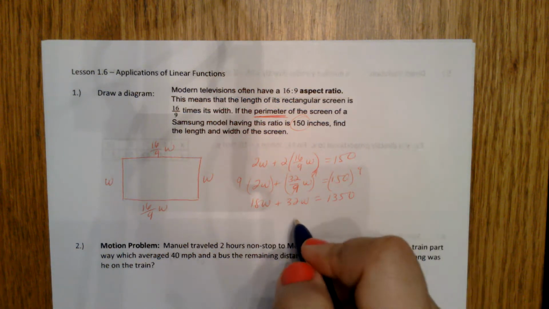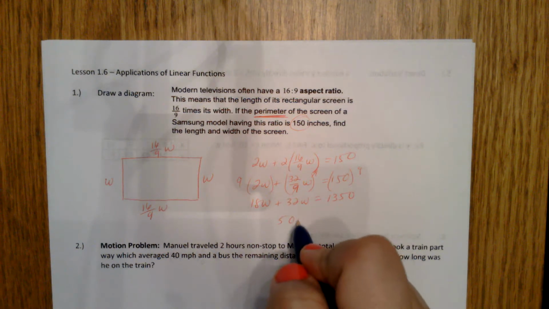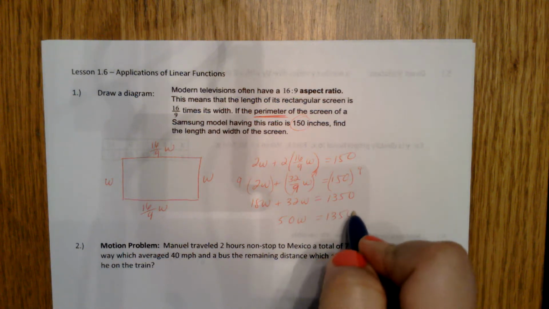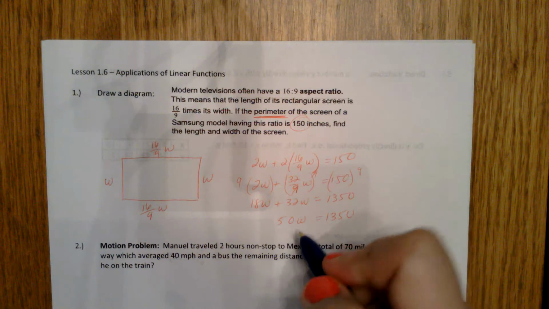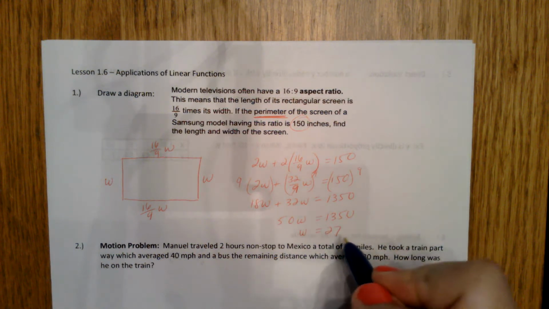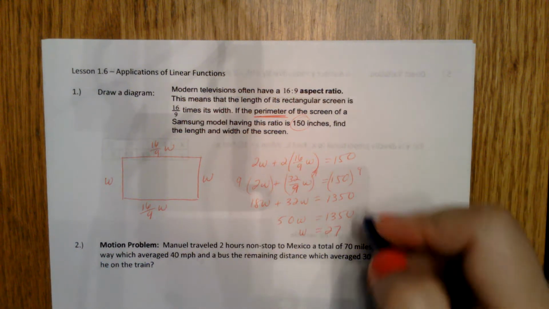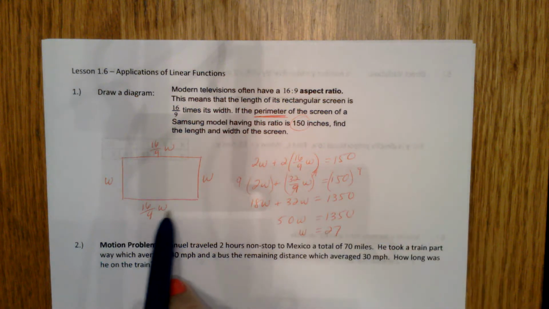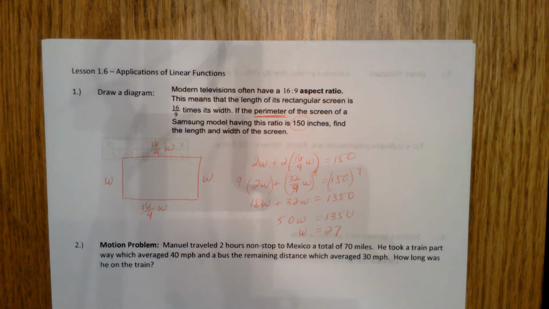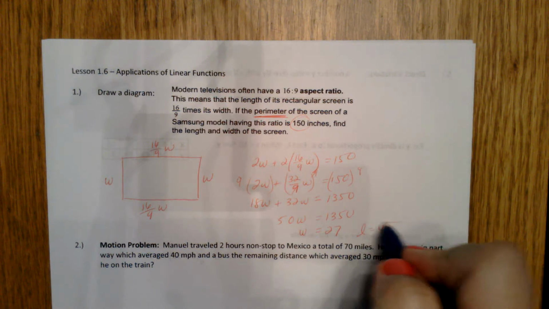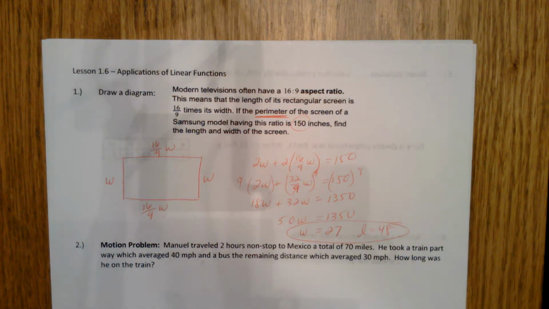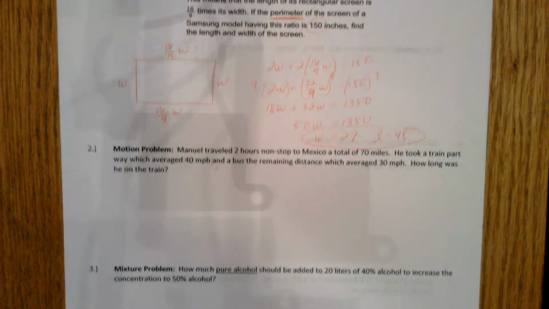And so then that makes it 50W, and then you can divide by 50 and get width to be 27. So if your width is 27, then your length right here would be 16/9 times 27. And I'm going to get 48. So drawing a diagram helps.